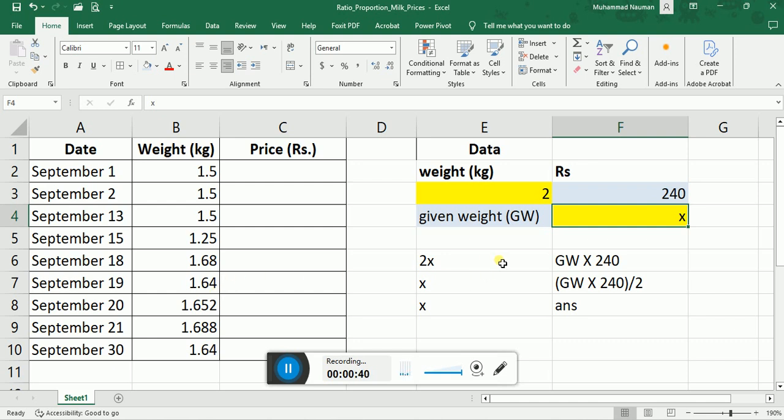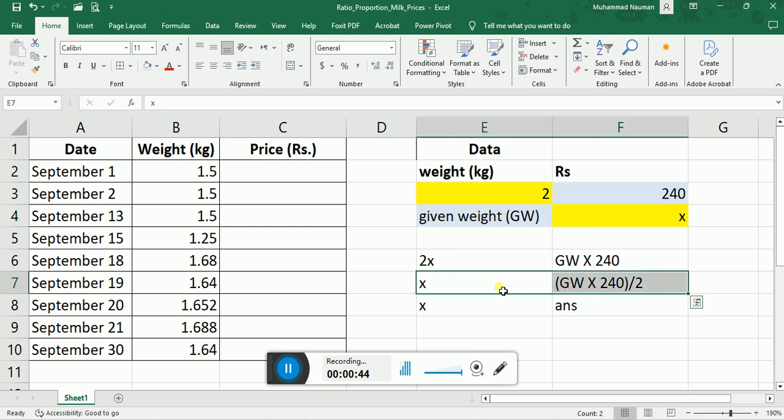We set up the proportion like this using the cross multiplication method. Cross multiplication will give us this equation, and by solving this equation we will get the required answer for each and every cell.